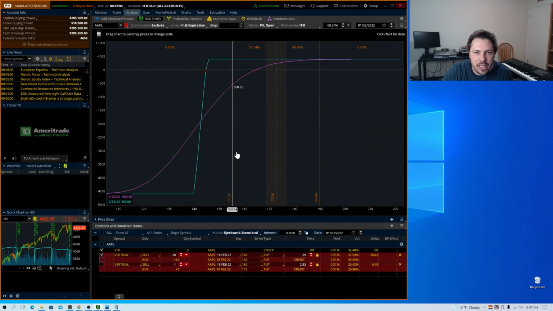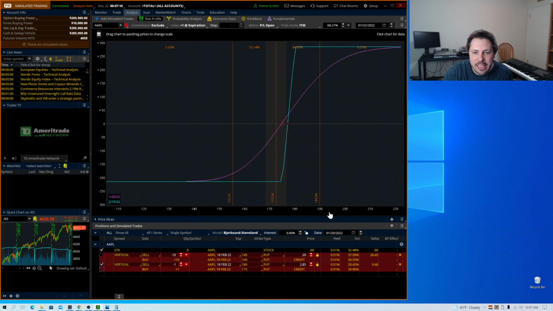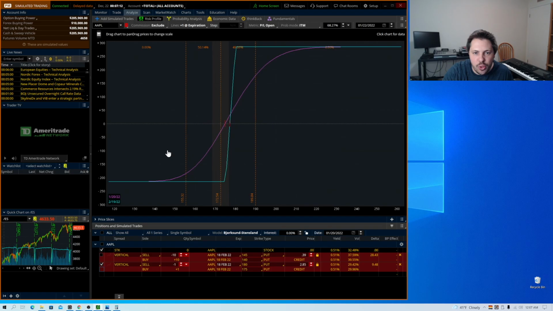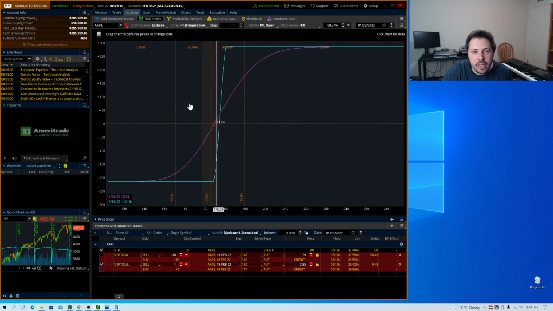So again, here is the 10 delta out of the money put credit spread, right? And now when we look at the credit spread we sold in the money, look at the risk to reward here, right? We're only risking $215 to make $285, right? This risk to reward is much better. But some people could say that there's more risk, right?